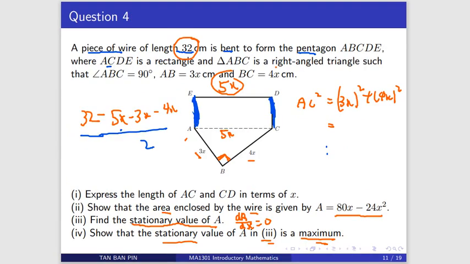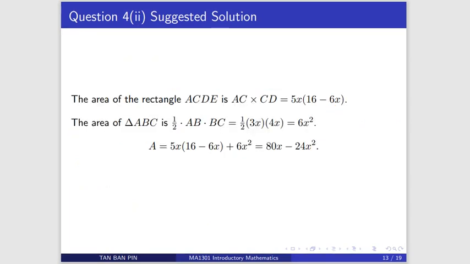We are supposed to show the area is 80x minus 24x squared, then look for the stationary value, and then show the stationary value in part 3 is maximum. So you work out the area of the rectangle and the area of the triangle, two things. Area of the triangle is half base times height, so it's half times 3x times 4x, and it gives you 6x squared.